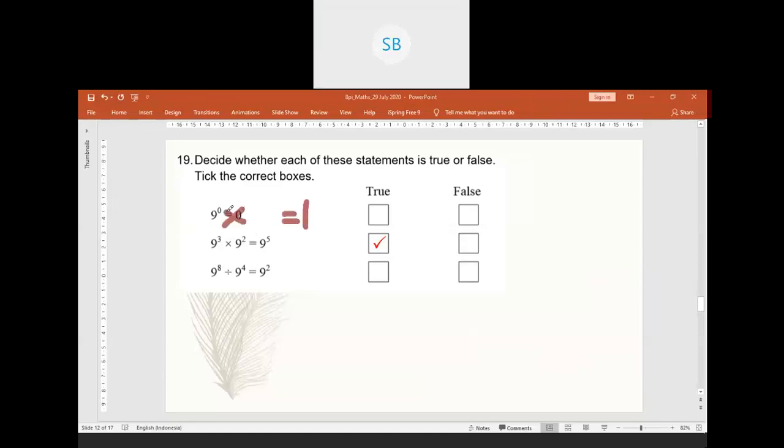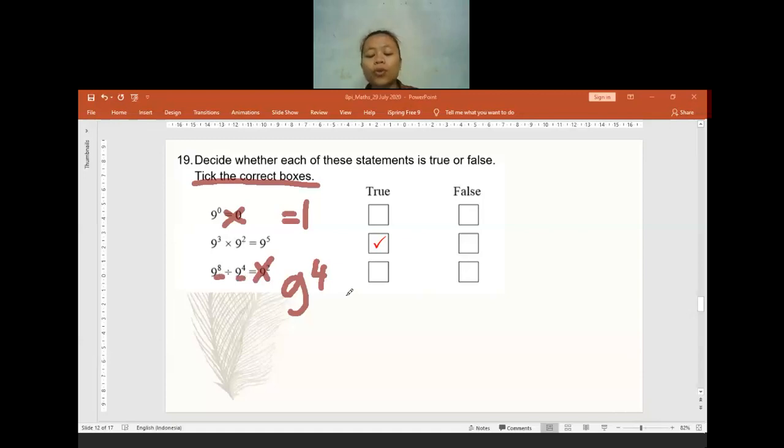And then 9 to the power of 8 divided by 9 to the power of 4 will be equal to 9 to the power of how many? No, because I did not tick it, it means false. We only have to tick the correct box. If it's not ticked, it means it is wrong. 9 to the power of 4. When there is a division using indices, we just need to subtract the powers. So 8 minus 4 is equal to 4.